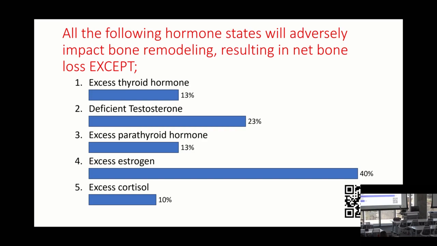So starting with thyroid hormone, okay, so thyroid hormone, you talked about this with Dr. Champion, it makes everything go faster. It makes things move faster. You know, metabolism is faster when you have excess thyroid hormone. And the net effect of excess thyroid function is loss of bone mineral density.